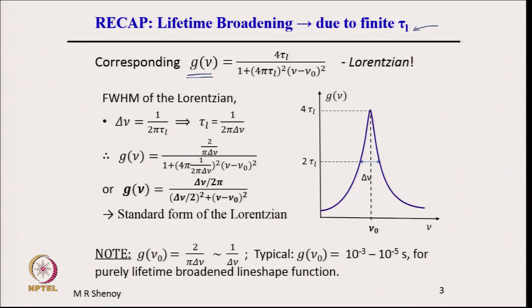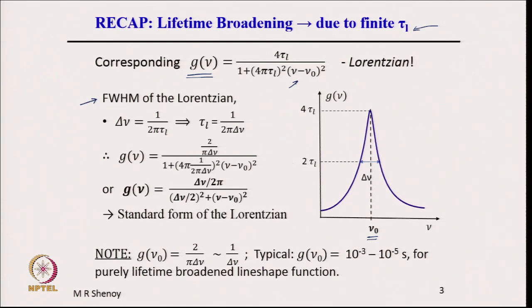It is a symmetric function, it peaks at nu is equal to nu 0, the second term in the denominator becomes 0 at nu is equal to nu 0. And we have seen the full width at half maximum, which is called the line width of the resonance. The maximum is 4 tau L, half of it, so half maximum, and the full width around the resonance frequency nu 0. Hence, the short form FWHM.